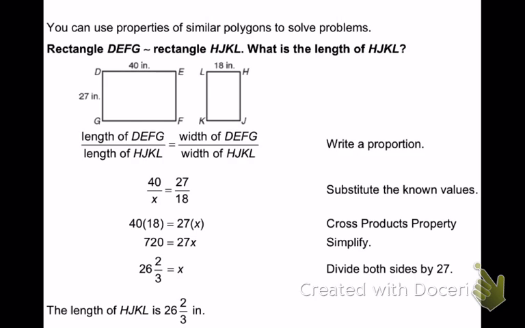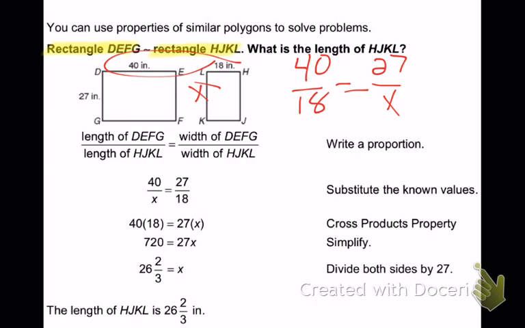Next thing we're going to do is actually going to work using the ratios to solve some proportions. You can use proportions of similar polygons to solve problems. For example, rectangle DEFG is similar to rectangle HJKL. What is the length of HJKL? Well, most people make mistakes here. The biggest mistake I see students make is they want to say 40 over 18 equals 27 over x. Okay, what do you notice they did? They said, oh, these two are on top, these two are on the sides. Well, I'm just going to line them up top and bottom.